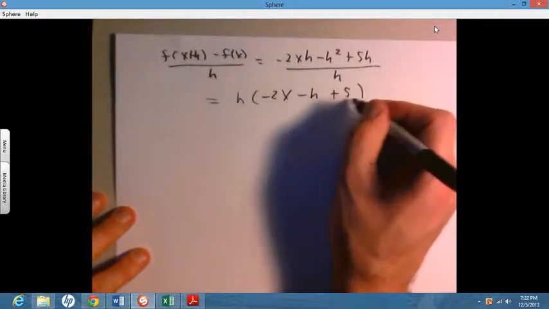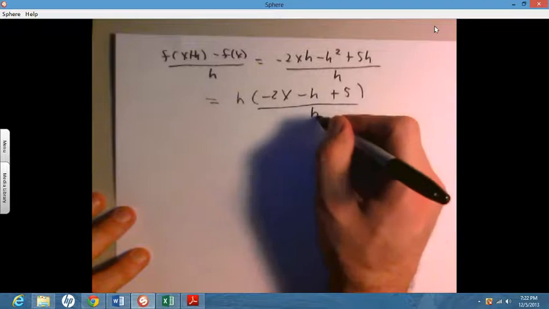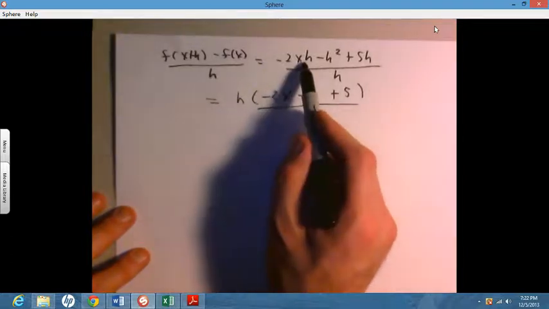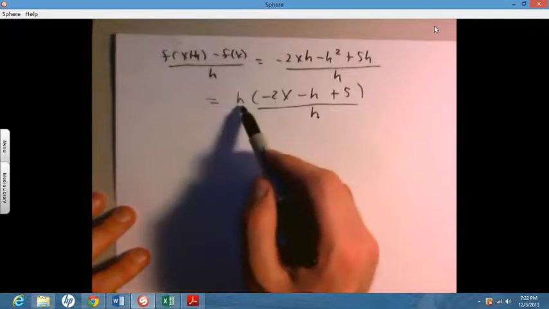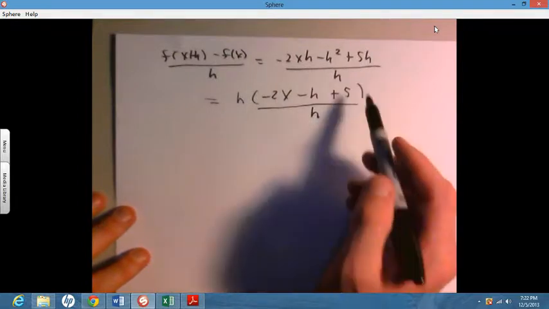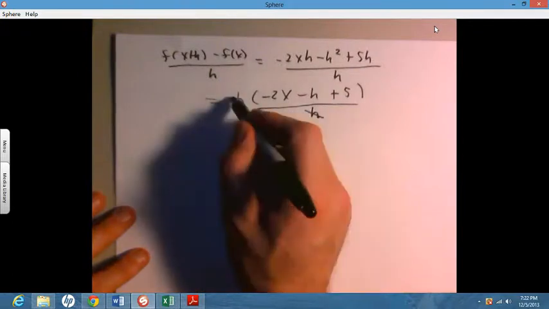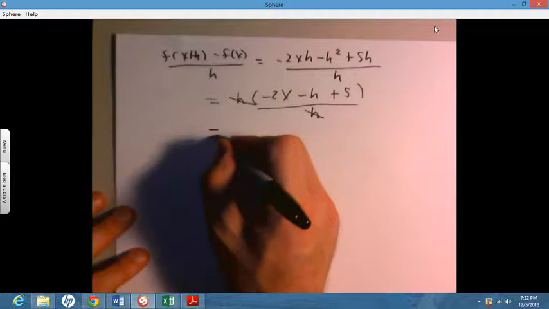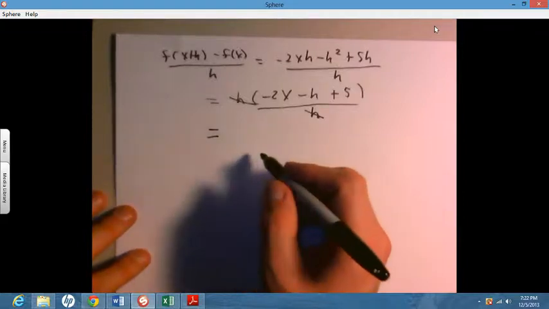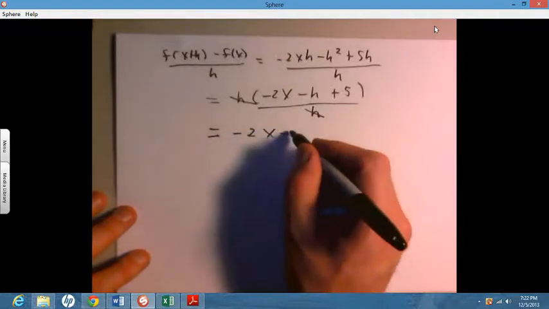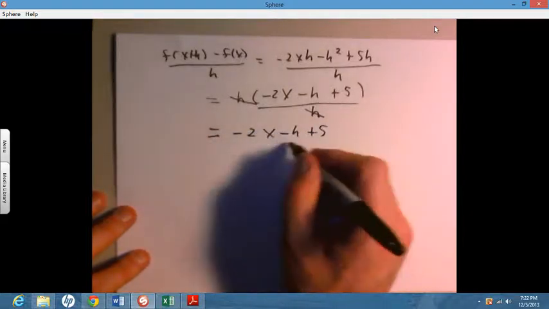divided by h, right? Because you'll notice h times negative 2x is negative 2xh, h times negative h is negative h squared, h times 5 is 5h, so I could factor that out. Now I can cancel this h with this h because h is not 0 as part of the definition for the difference quotient, and we wind up with negative 2x minus h plus 5. And that's my answer.